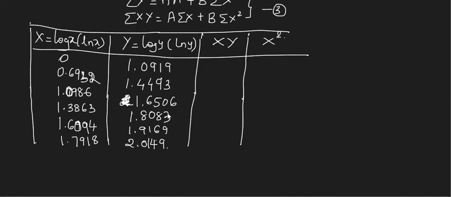Now go on just multiplying. So x is 0, which means obviously this is also 0. This x square is also 0. Not to worry. Now multiply 0.6932 into 1.4493. 1.0046. Okay. Next.